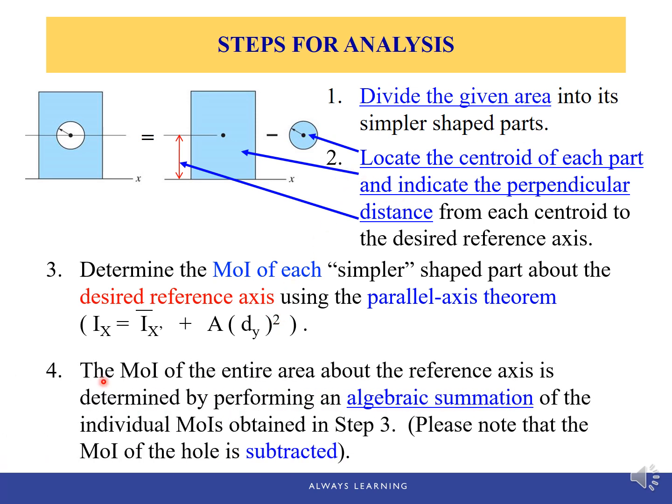And the last step, the moment of inertia of the entire area about the reference axis x is determined by performing an algebraic summation of the individual moments of inertia obtained in step 3. And also, if we have a hole in the cross section, we have to perform subtraction instead of addition.